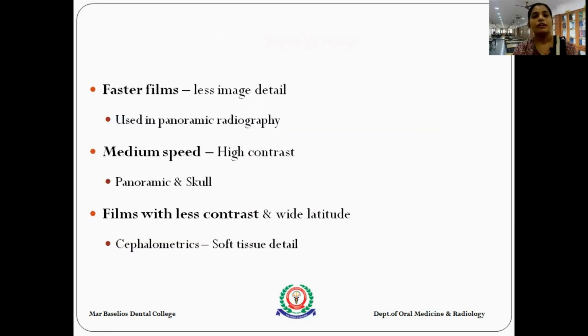Now, there are faster films which are used for panoramic radiography that will create less image detail, because as the speed of the film increases, the resolution of the image decreases. And you have the medium speed film which creates a high contrast, and films with less contrast and wide latitude which are used in cephalometrics to create soft tissue detail.